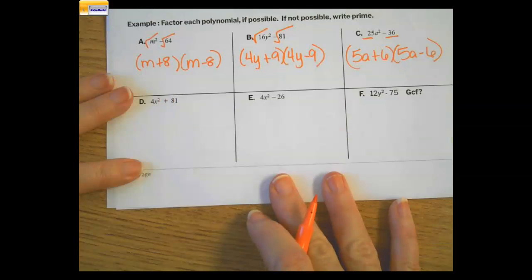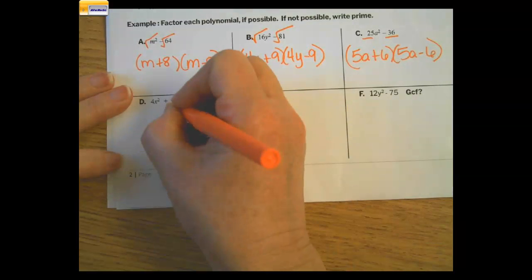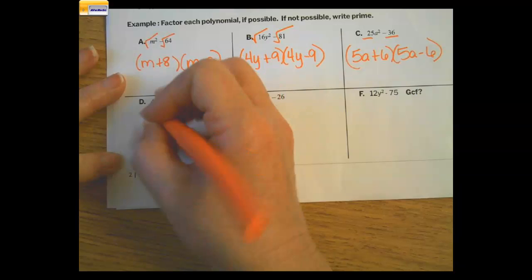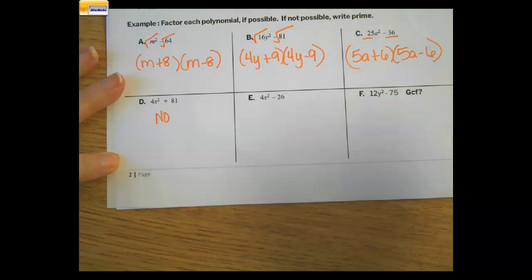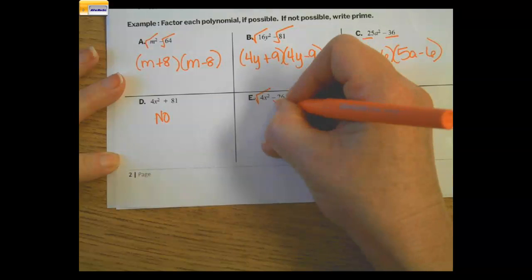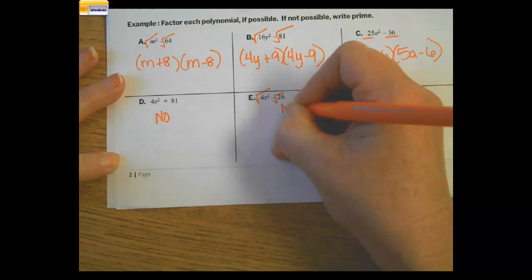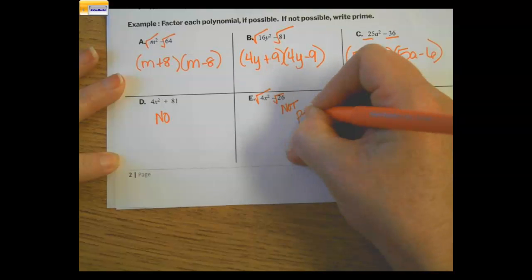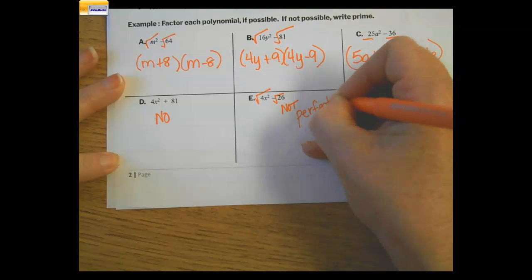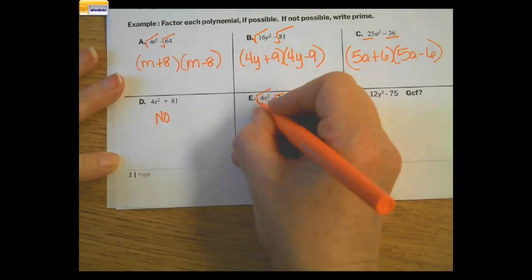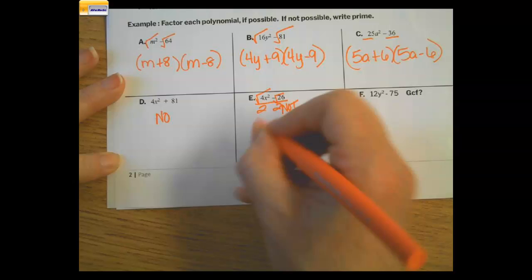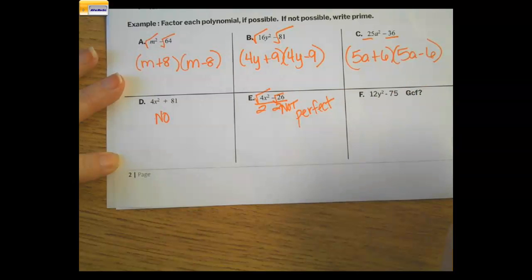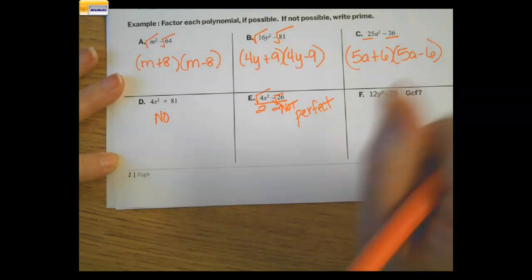Next. Can't do it because of the plus. So no can do. This one is not a perfect square, so it doesn't work. Now I could take out a 2 here, but it's not going to be the difference of perfect squares. So that's not going to work here.